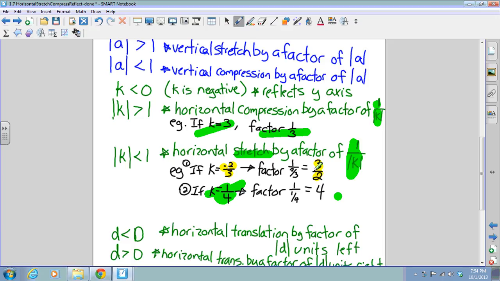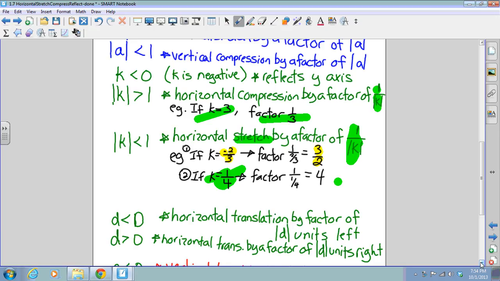So you will notice, folks, that it's stretched horizontally. That key point will be 1.5 times as far away as the parent function is. That's the hard part. That's the new one for today.